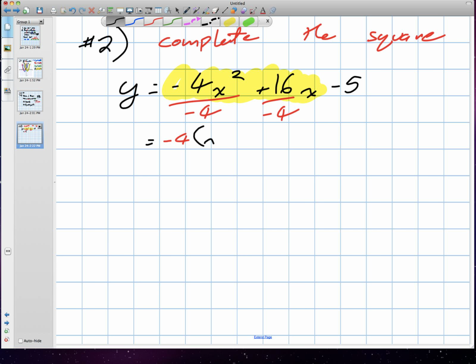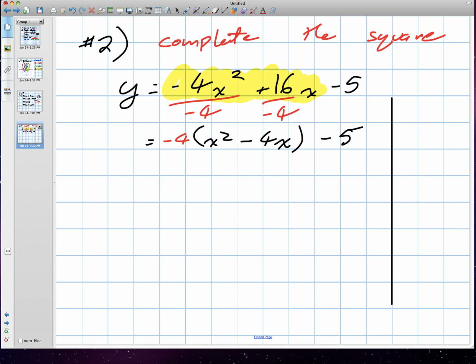Now remember, we always do that little side calculation. We take our B value, which is now negative 4, divided by 2, and square it. Negative 4 divided by 2 is going to give us negative 2. Negative 2 squared is going to give us 4. So we need to add and subtract 4 inside those brackets.